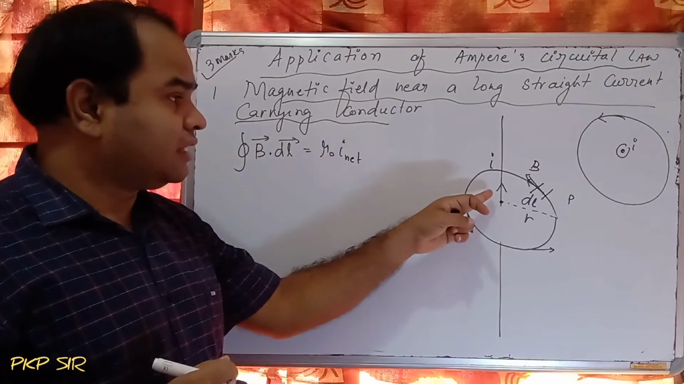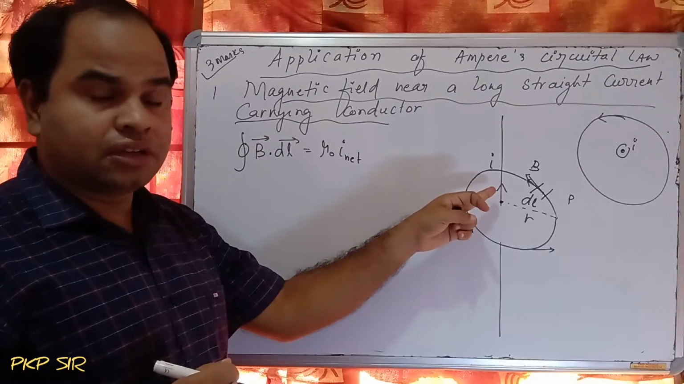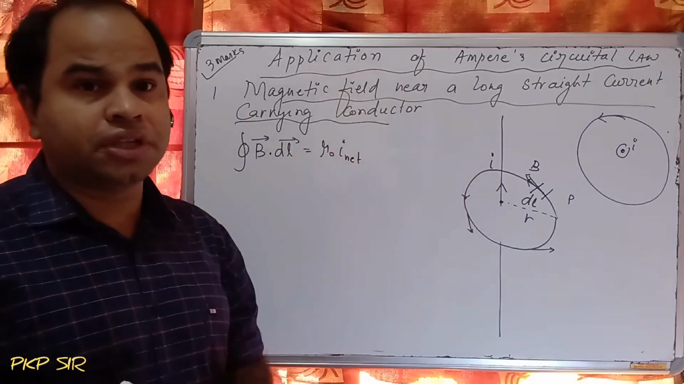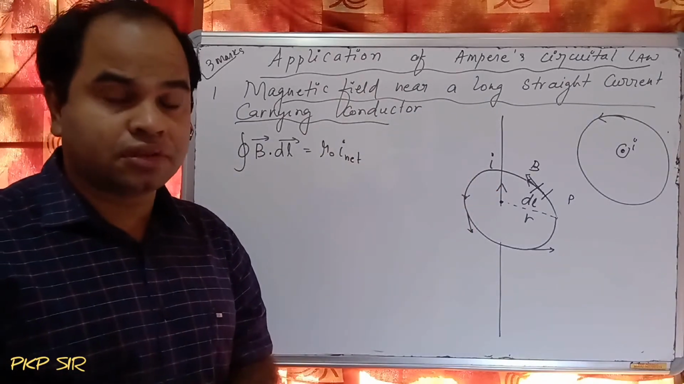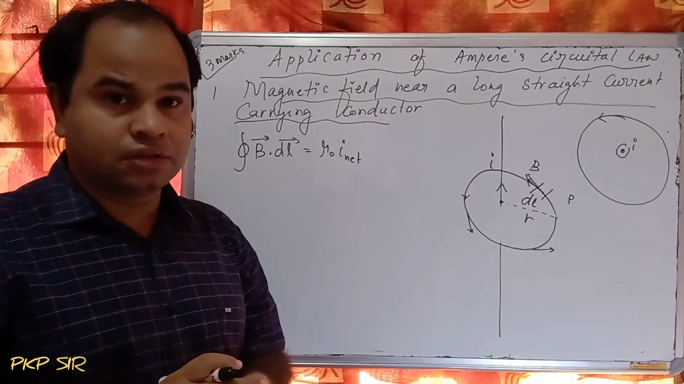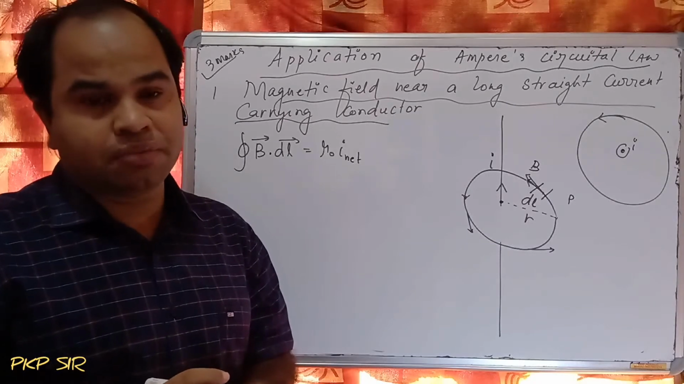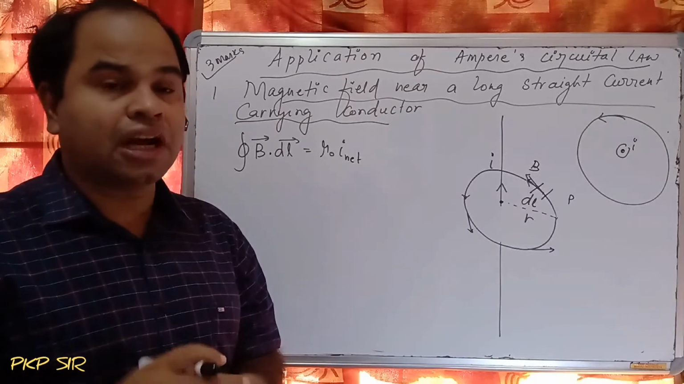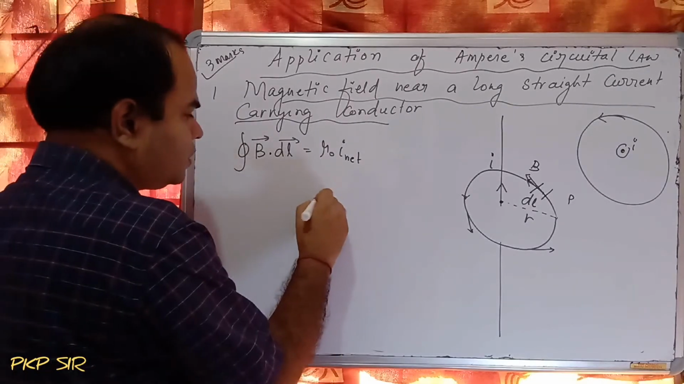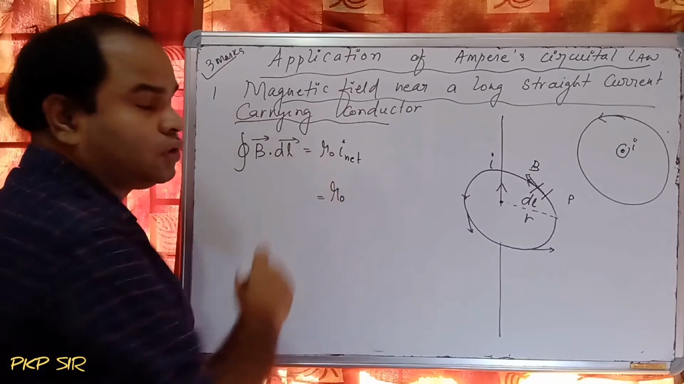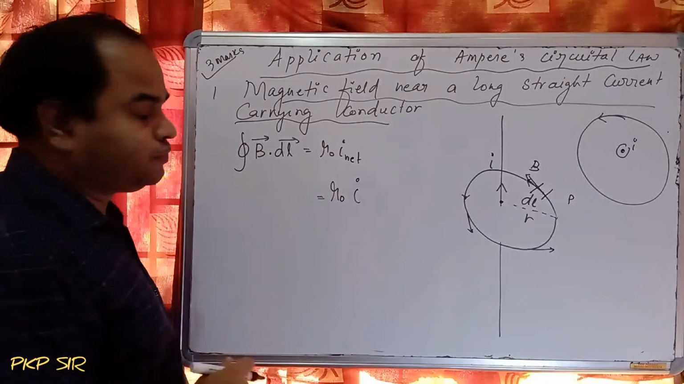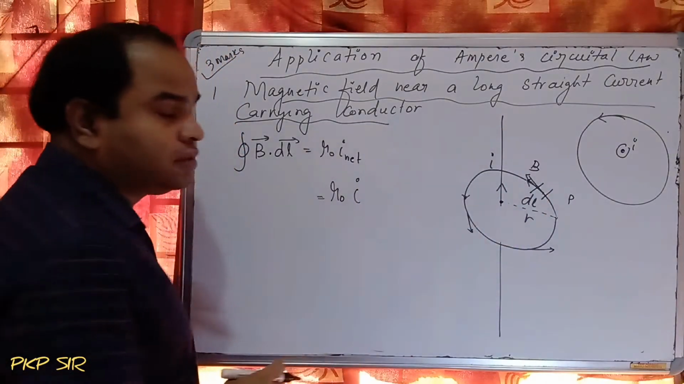Since we have taken the straight current carrying conductor carrying current in upward direction, it will be positive as per this assumption. Upward direction current flow, or out of the plane of the paper, is positive. If the current is flowing downward or into the plane of the paper, it is negative. So this becomes mu naught times the total enclosed current I, which is positive also. And the angle between B and dl is 0.